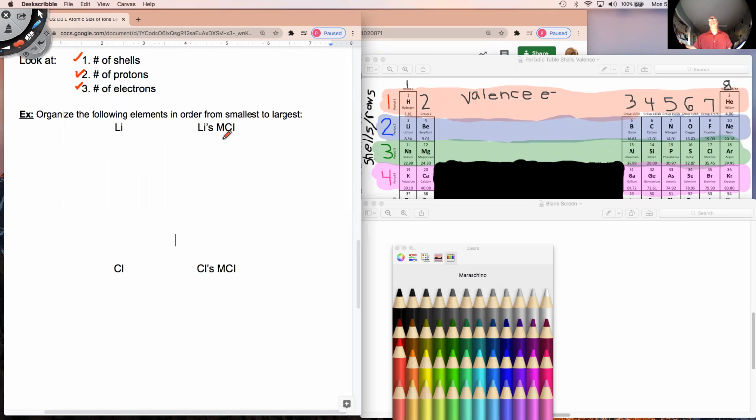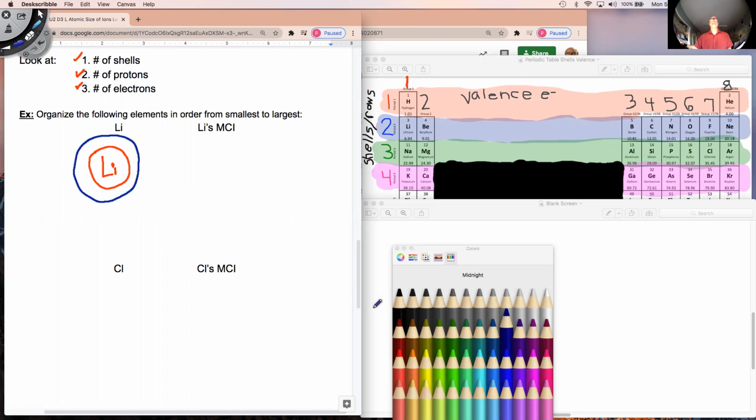We have lithium and lithium's MCI, most common ion. Now, eventually you're going to say, oh yeah, I can figure out what the ion's charge is. So let's look at lithium. Lithium is in row 2. Lithium has 2 shells, so its valence electrons would look like this. Lithium has 1 valence electron. Well, let's draw the shells. I like the shell model on these, and then you guys will grow into the Lewis dot structures. So there's lithium, and here's lithium's second shell.